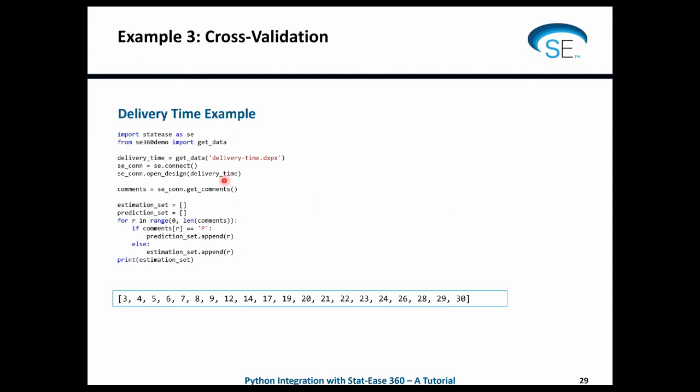To prep the analysis here, we're first going to load this delivery time example that I showed in the previous slide, and then we're going to get that comments column using the Stat-Ease 360 client. The reason for that is that we're going to iterate over that comments list and separate out the runs. If the comments field is a P, we add that run to the prediction set. Otherwise, it goes in the estimation set. So these are just lists of run indices that we'll use later.